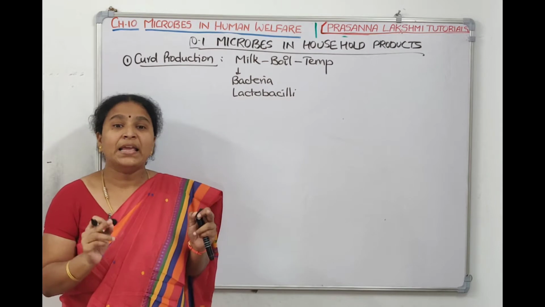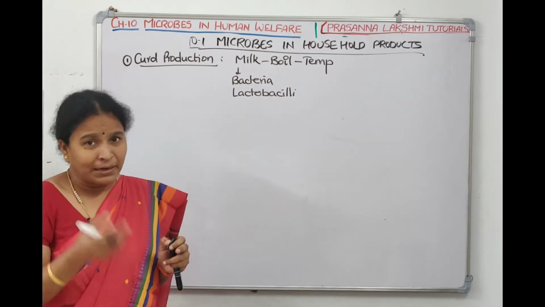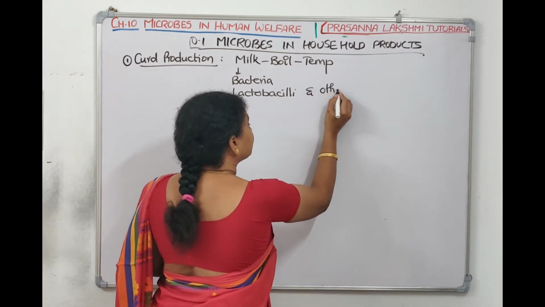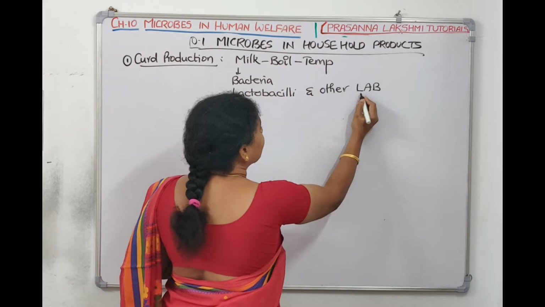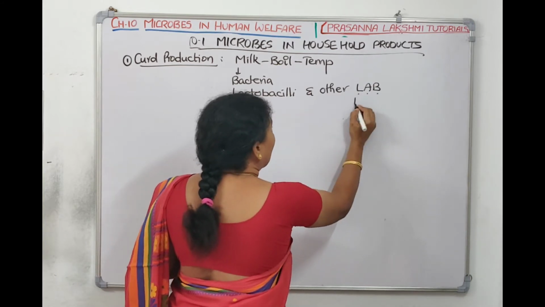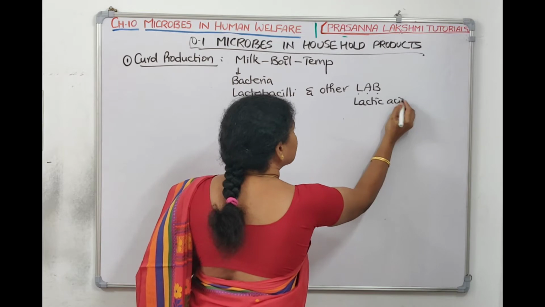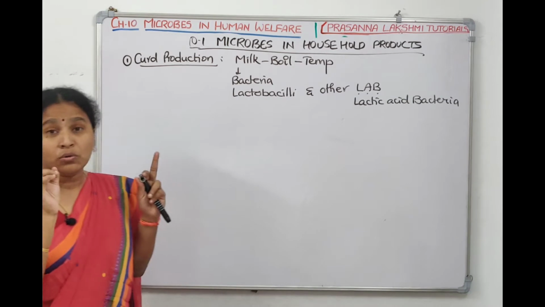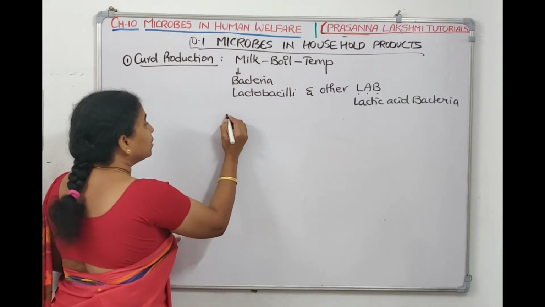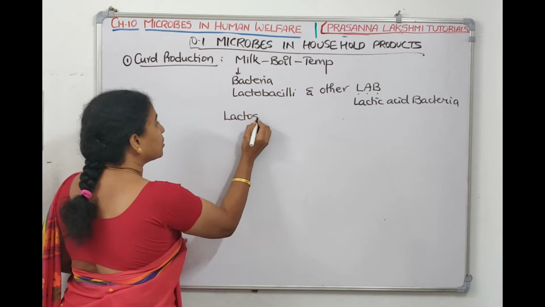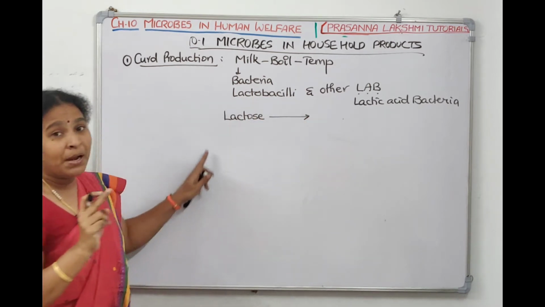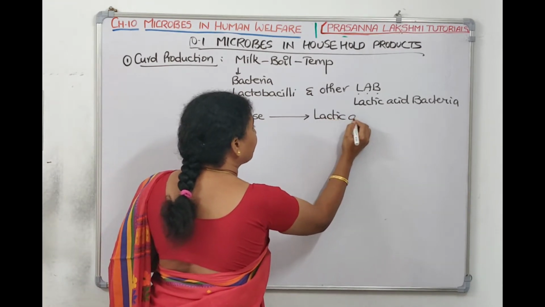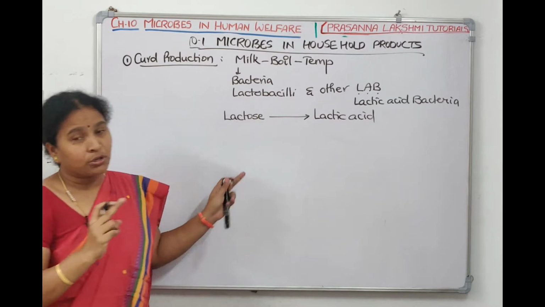Is only one type of bacteria there? No. Lactobacilli is there, and other LAB also. LAB stands for lactic acid bacteria, which are present in the milk. What do they do? They convert the milk sugar. What is the milk sugar? Milk sugar is lactose. They break the lactose, the milk sugar, into lactic acid.